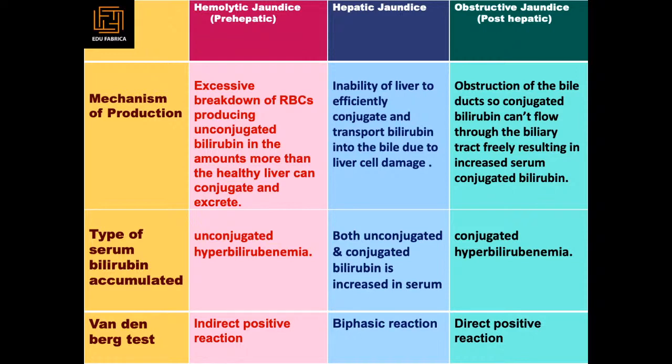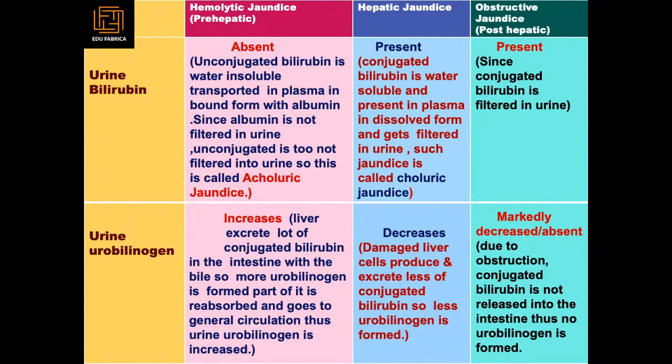In the van den Bergh test, we see an indirect positive reaction, then biphasic in the second, and direct positive reaction in the third. In the urine, bilirubin is absent in hemolytic, present in the hepatic, and also present in the obstructive. And the urine urobilinogen is increased in the first, decreased in the second, and in the third markedly decreased or absent.